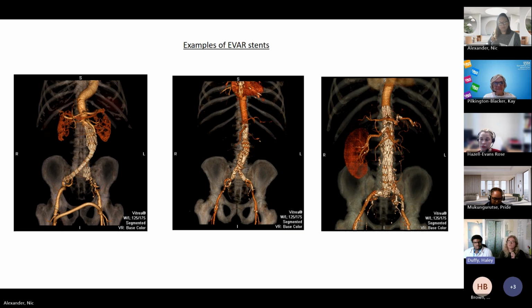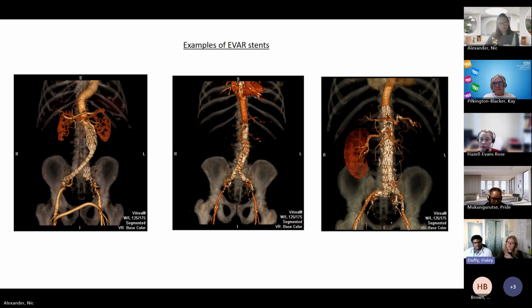These are just examples of EVAR stents. These are CT scans after they've had the stents put in, and there are all different types that can be put in. The first one has a single leg with a crossover from their femoral arteries. The second one's a normal one, and the third one is a very special type of stent, called a fenestrated stent.